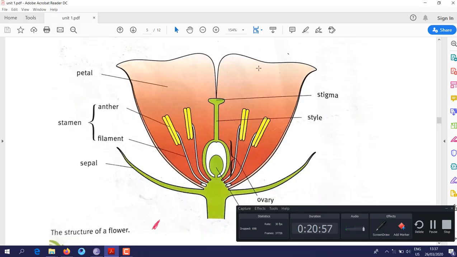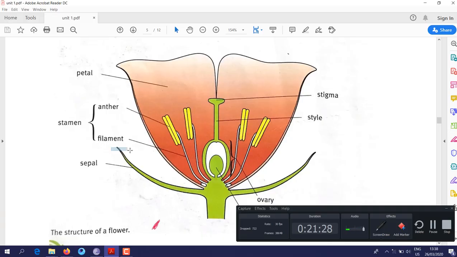Firstly, this colored part, we call it petal. Petals are the colored leaves. The function of these colored leaves is to attract insects, for example bees. The function of these bees is to help these plants to reproduce. How? We will see later. Then, petal, the first one.